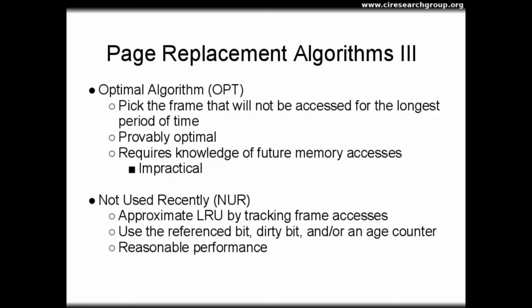As such, we are left with LRU approximation algorithms, such as the not-used-recently or NUR algorithm. NUR tracks frame accesses using a combination of the reference bit, dirty bit, and/or an age counter. This algorithm produces reasonable performance in actual implementations.